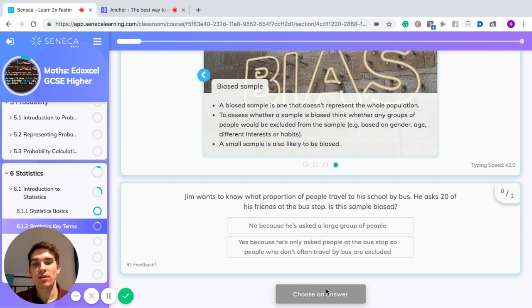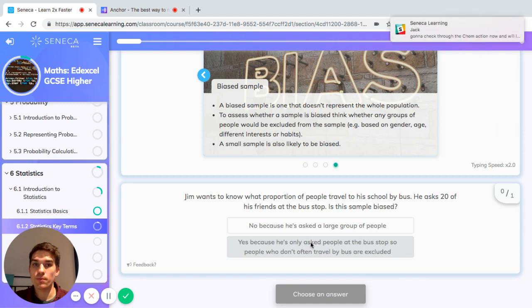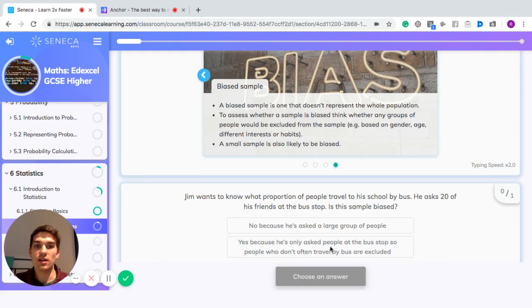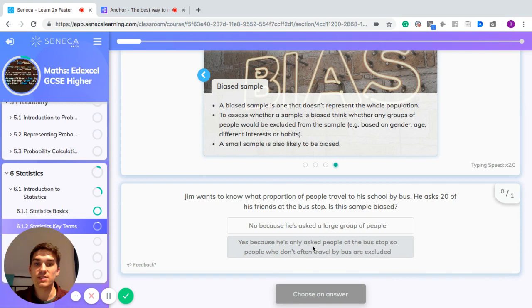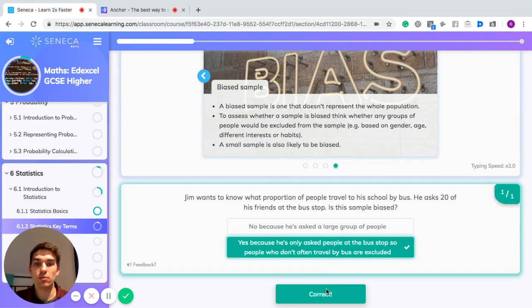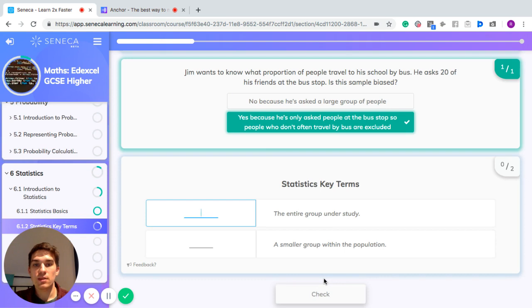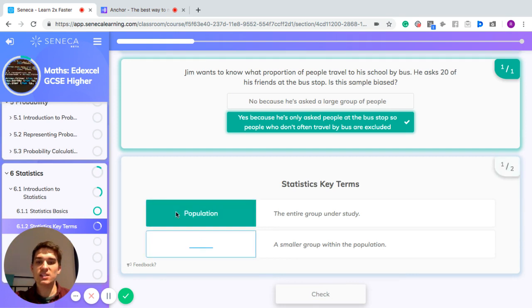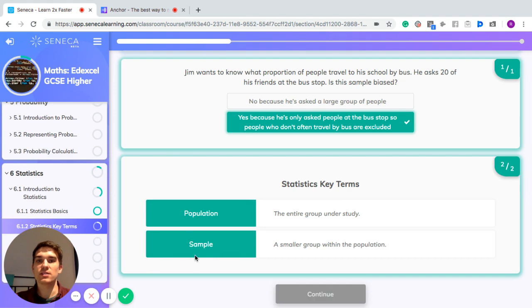Well, there's a couple of things going on here. First of all, he's only asked people stood at the bus stop, so that's likely to be a biased sample because they are probably taking the bus. And so people using other methods of transport are excluded from the sample. Another way that he could improve his sample is by asking more people. So the entire group under study is called the population, and a smaller group within that population is called a sample.